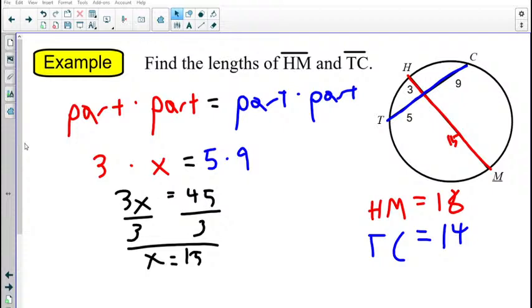Questions on that? All right. Let's do another example. This equation is going to be more complicated, but the idea and the formula is going to be the exact same.